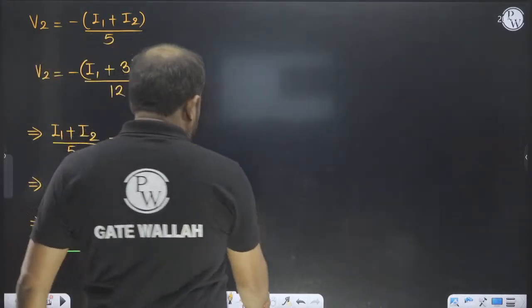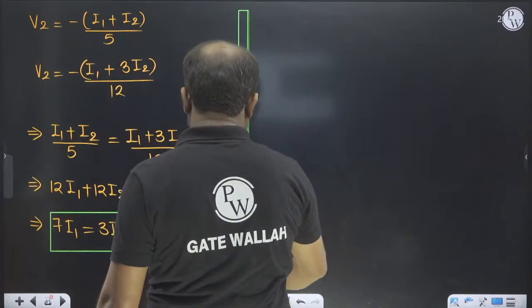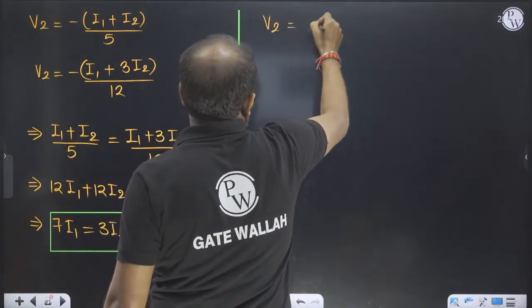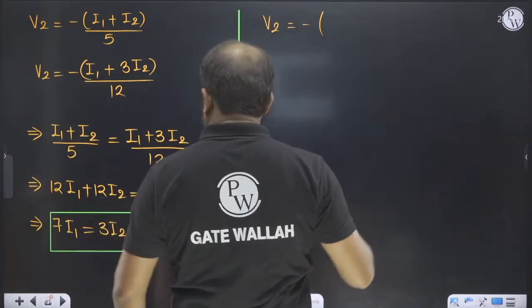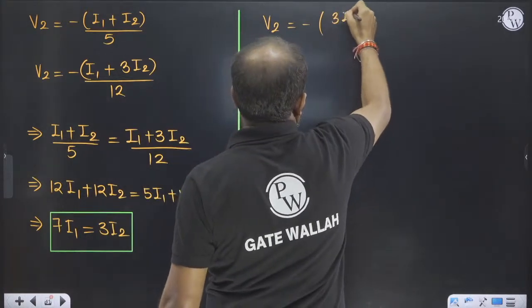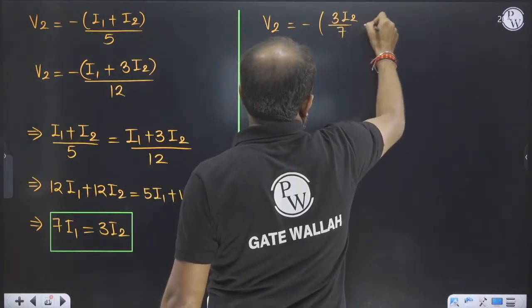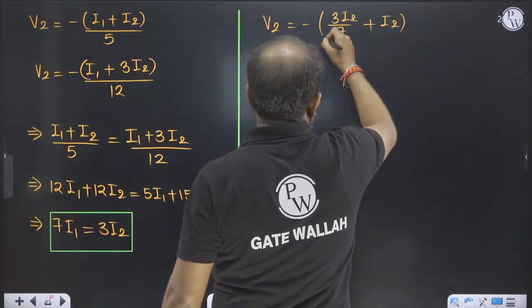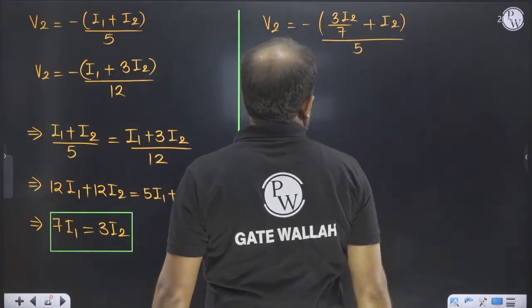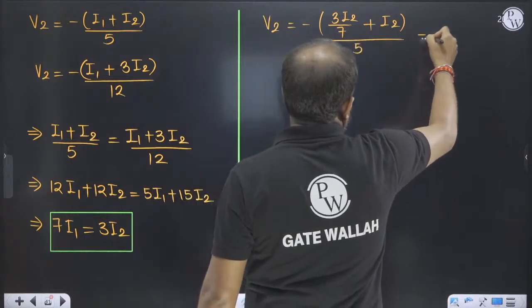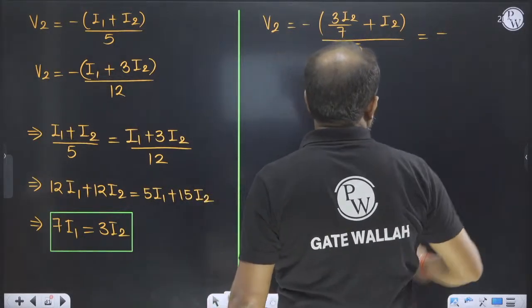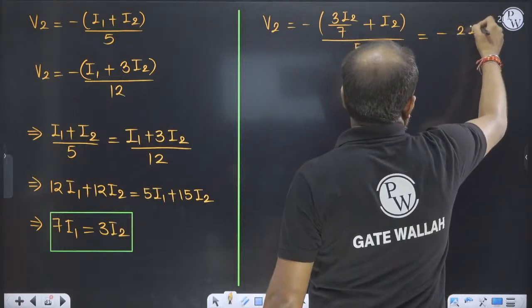I will put it in terms of I1, so V2 will be equal to minus, for I1 I will put 3I2 upon 7 and plus I2 divided by 5. So it will be minus 3I2 over 7 plus I2 over 5, that is minus 10I2 and 10 divided by 5, 2. So 2I2 upon 7.